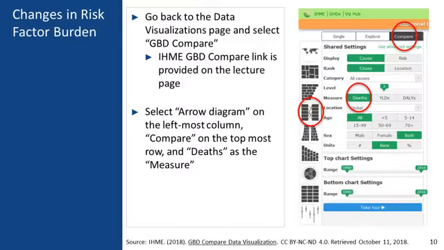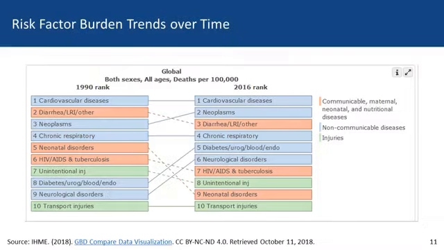Now let's consider how we might explore the burden of risk factors in specific areas. Go back to the same data visualization page and this time select GBD Compare, which is a comparison of global disease burden estimates. Select Arrow Diagram on the leftmost column, select Compare on the topmost row, and Deaths as your measure. These choices are circled on the depicted example of the visualization page. This is the graph that I was able to produce.